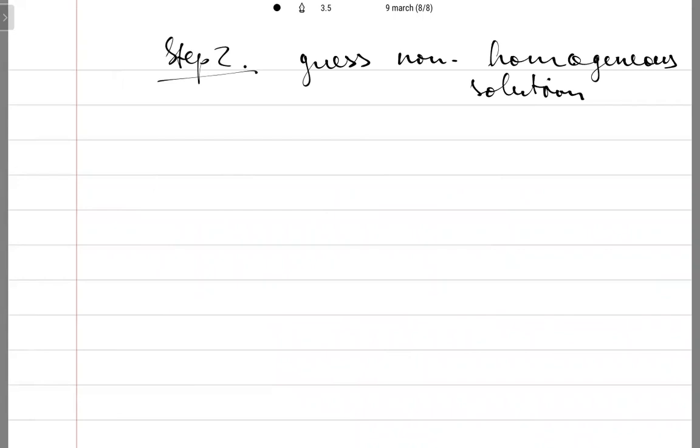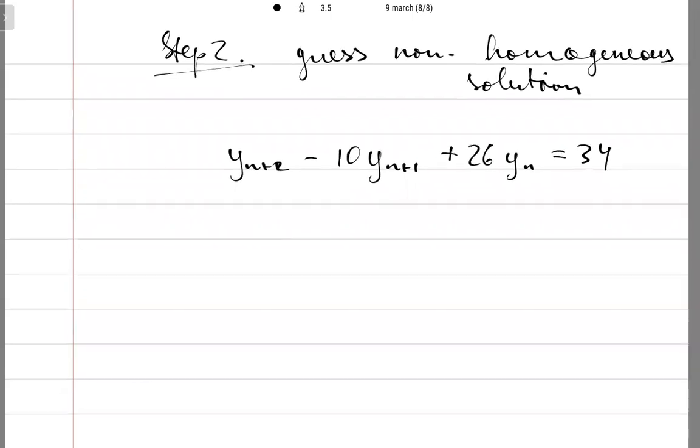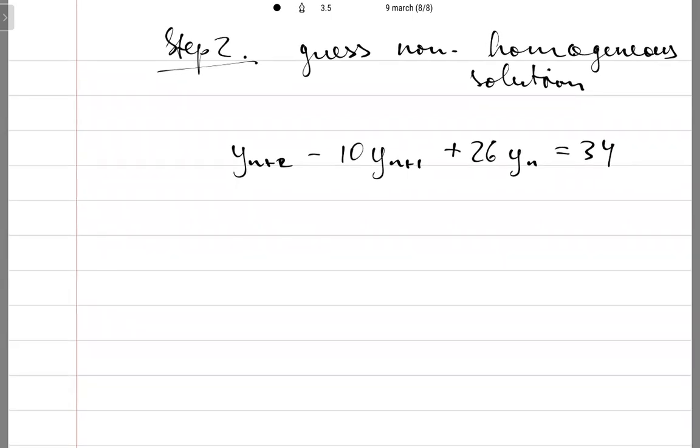So we have, oops, I have forgotten that it was 1 plus 2 minus 10, as far as I remember, plus, I think it was like that, 34. Yeah. Step 2, we just guess a non-homogeneous solution.